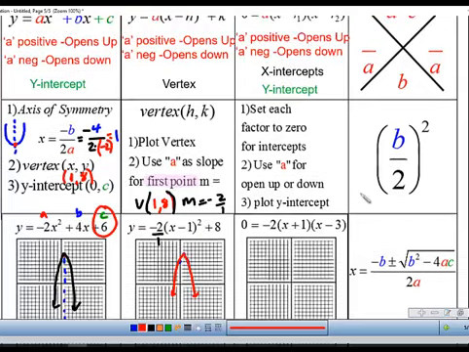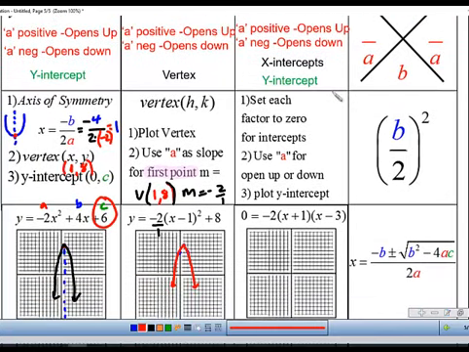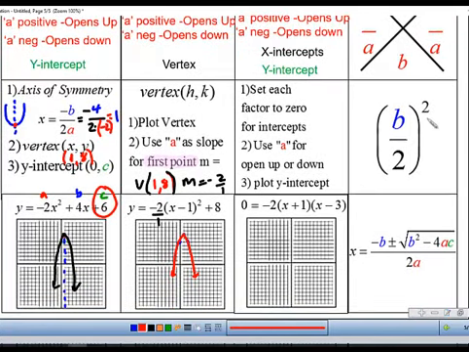All right. So the last form that we're going to be looking at is factored form. So notice factored form has these two factors, okay? So we can also find our y-intercept. So it says set each factor equal to 0. And basically what we're doing is we're finding the x-intercepts, okay? And then we're going to use our A to tell whether it's going to be opening up or down, okay? And then lastly we can plot the y-intercept.